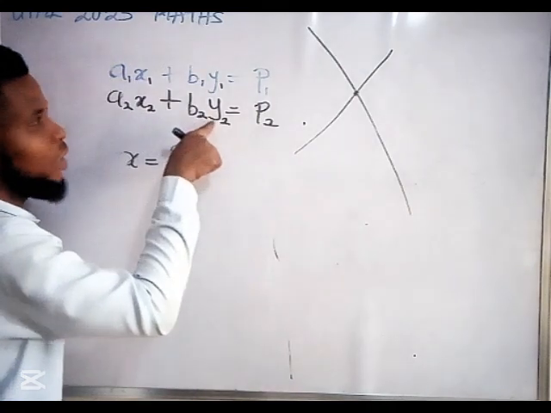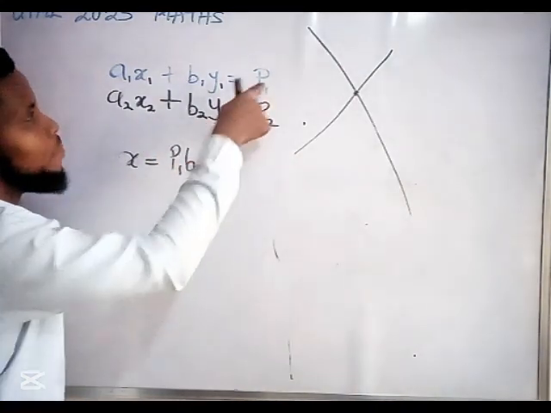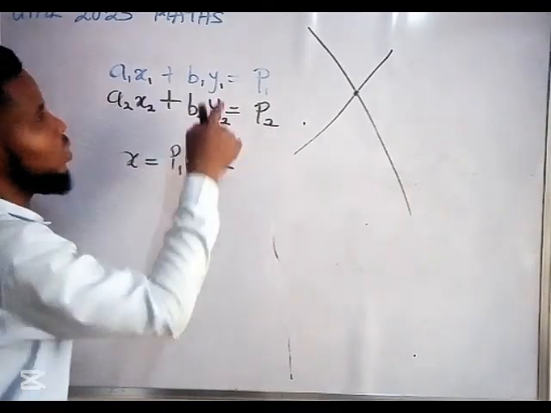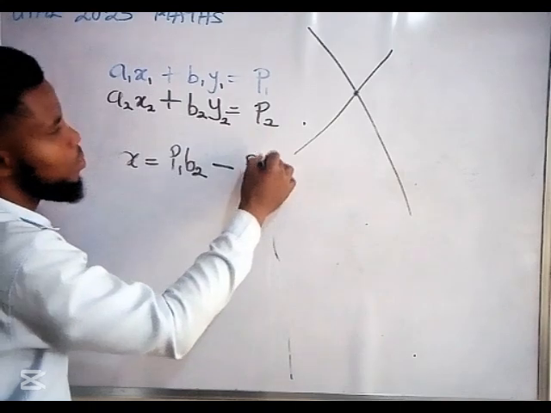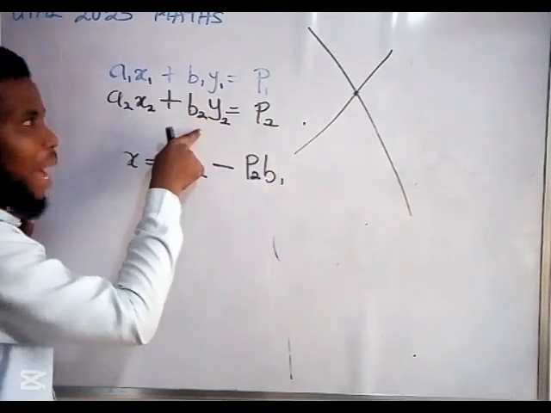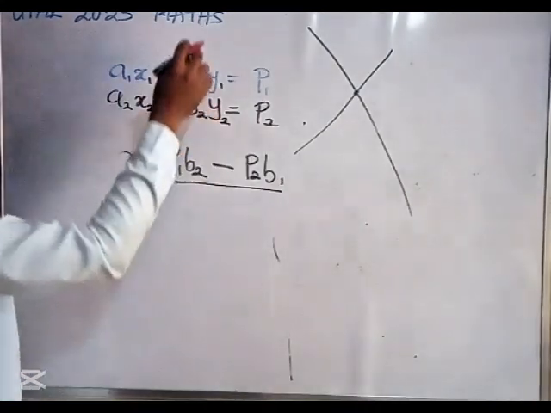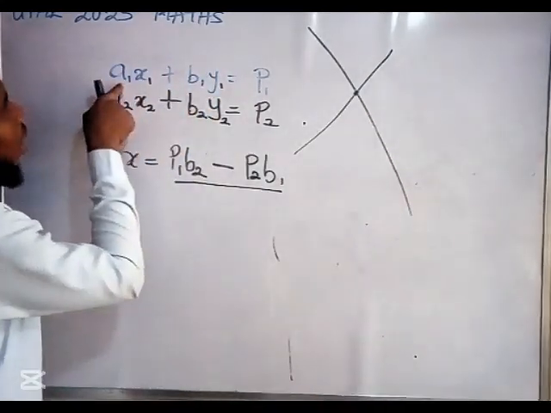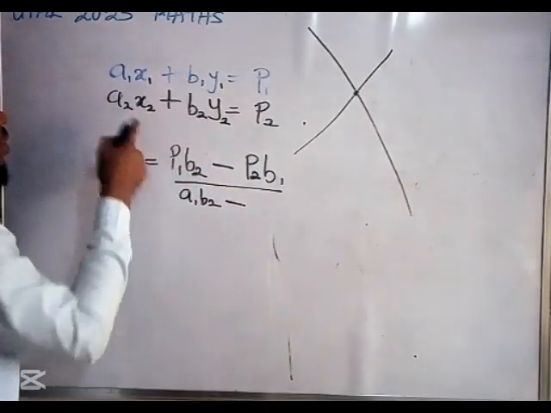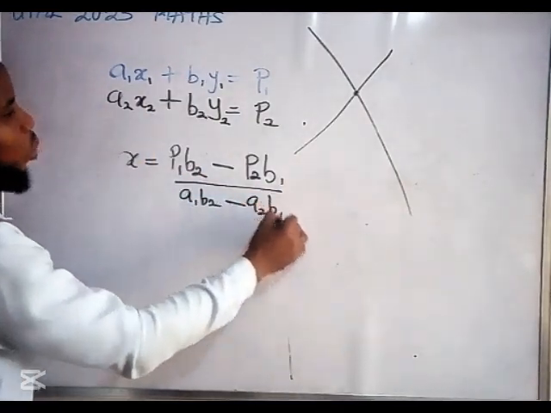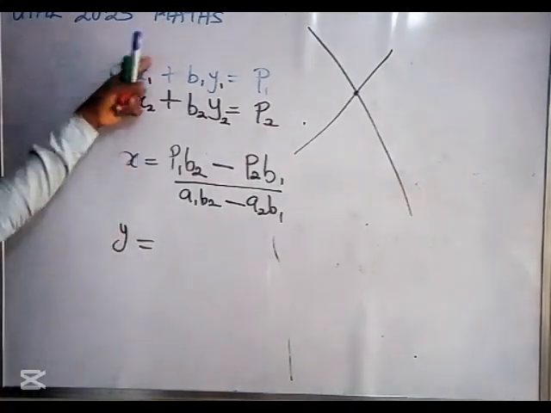What do you get from here? Not this variable, the coordinate. That's b2. P1 times b2 minus this times this, that's b1 P2. All over this times this minus this times this. So this times this is a1 b2, minus this times this, that's a2 b1.